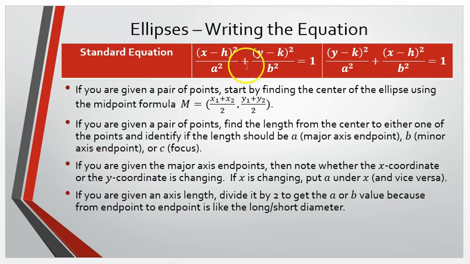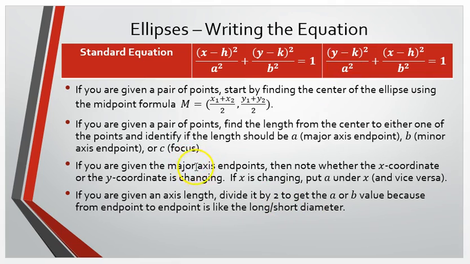Next, we have to figure out whether A goes underneath the X value or the Y value. That's what will determine the difference between these two types of equations. So look at the name of the points they've given you. If you were given major axis endpoints, for example, then pay attention to whether it was the X coordinate or the Y coordinate that was changing for those endpoints. If X is changing, then you know to put A underneath the X variable. If Y was changing, then put A underneath the Y variable instead.